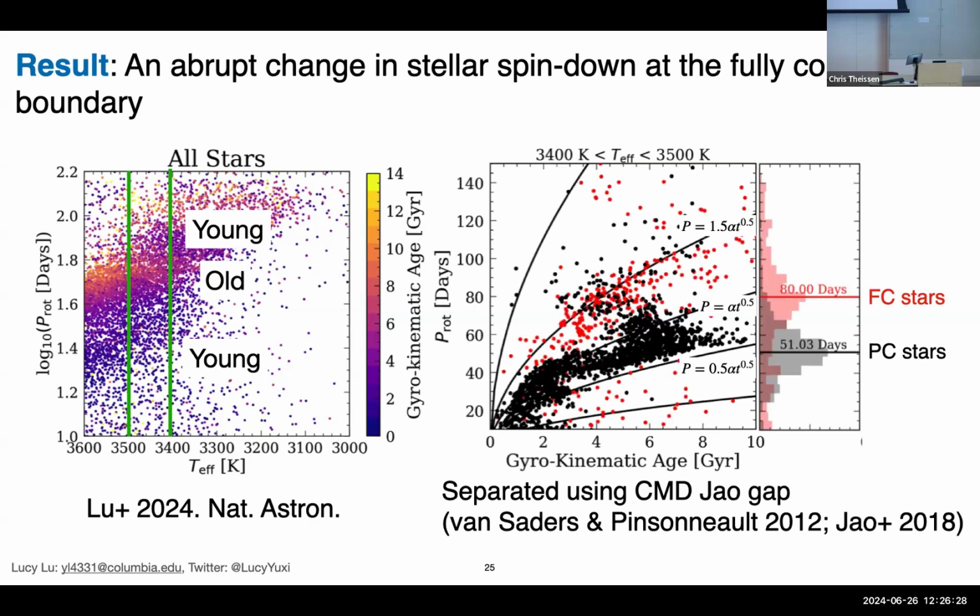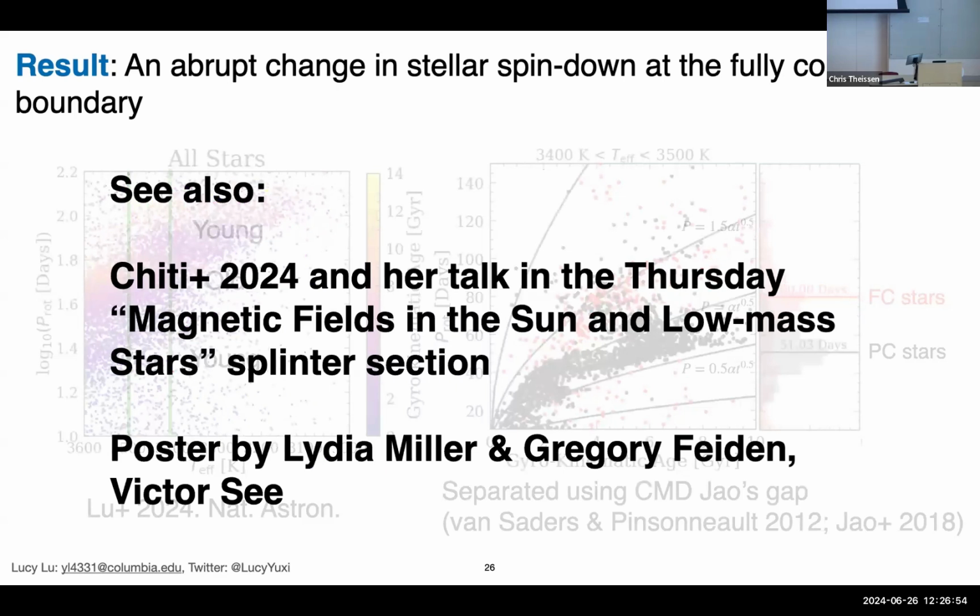So what we did is we looked at stars in this temperature band and plotted their kinematic ages versus period, and we separated stars that are fully convective and partially convective based on the Jao gap. So you can see that these fully convective stars, which are shown in red, spin down faster compared to these partially convective stars. I don't have too much time to go into detail, but I also want to point out there's a talk coming up tomorrow by Federica at the Magnetic Fields in Sun and Low Mass Stars plenary session, in which she will be talking about some white dwarf, M dwarf binaries that also show similar things, and also a poster by Lydia and also Victor seeing similar things around the same time.